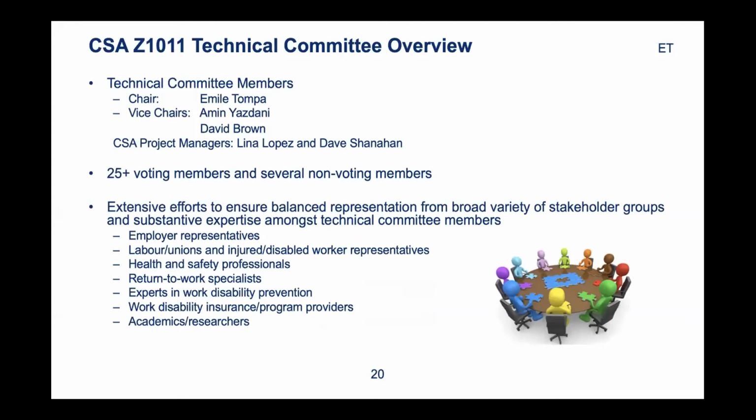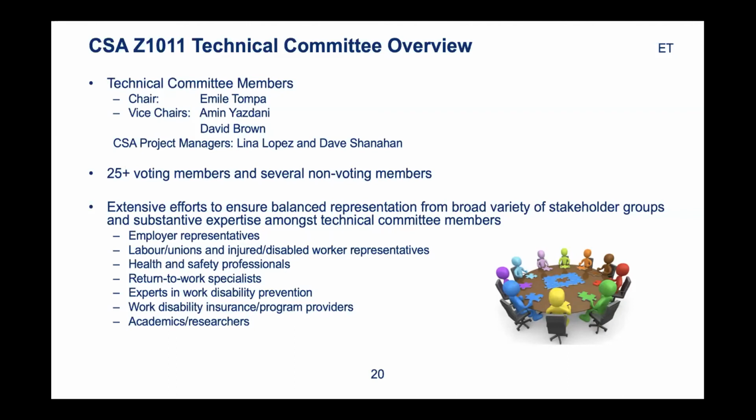So on this slide, I have some details about the kind of expertise that was involved in the technical committee that developed this standard. Myself, I chaired the committee, and we had two vice chairs, Amin Yazdani and David Brown, both of whom are with us at this webinar. And then the CSA project managers were Lena Lopez, who was with us as well, and David Shanahan, who actually recently retired. There were also about 25 voting members and several non-voting members.